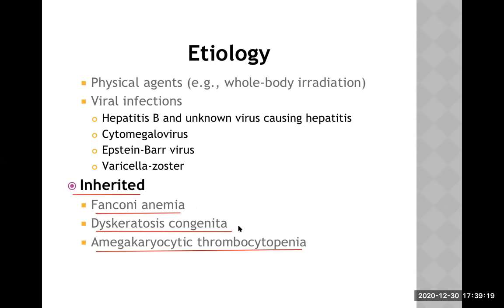Dyskeratosis congenita is mainly a disorder of the skin and skin appendages along with the bone marrow suppression. And amegakaryocytic thrombocytopenia means the parent cell of the platelet, the megakaryocyte, is not properly found or properly formed in the bone marrow.